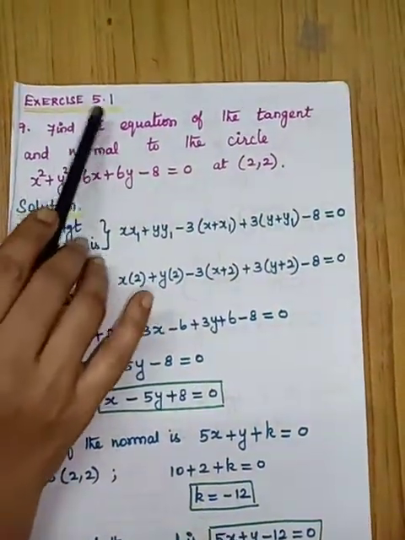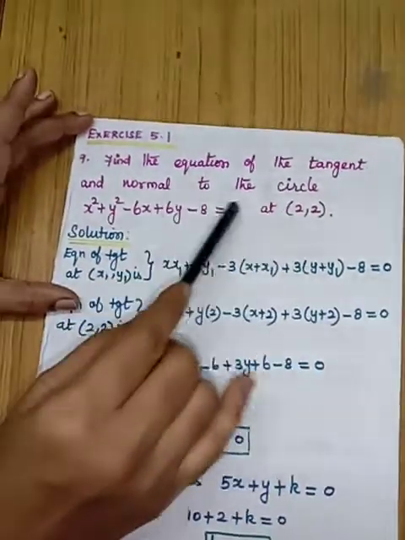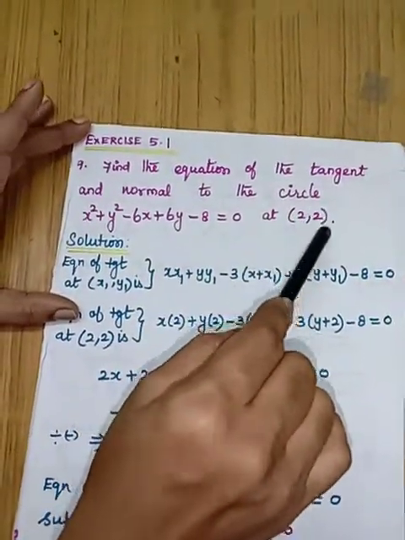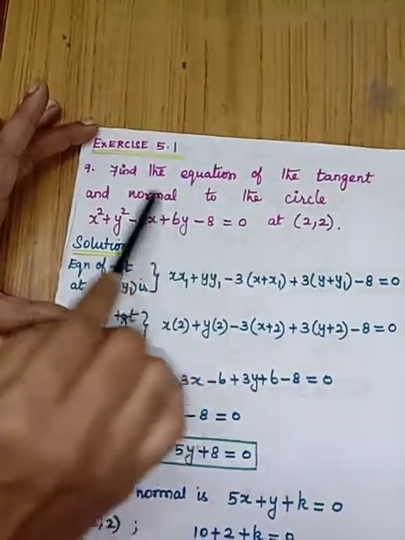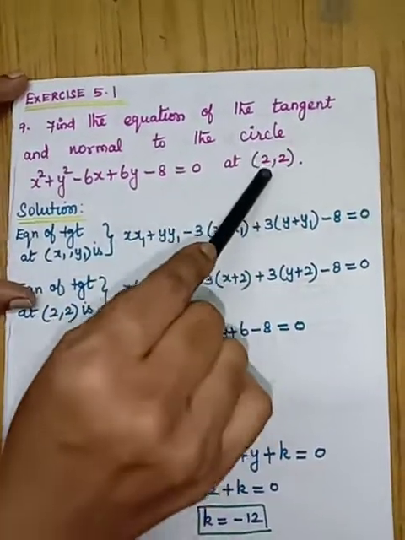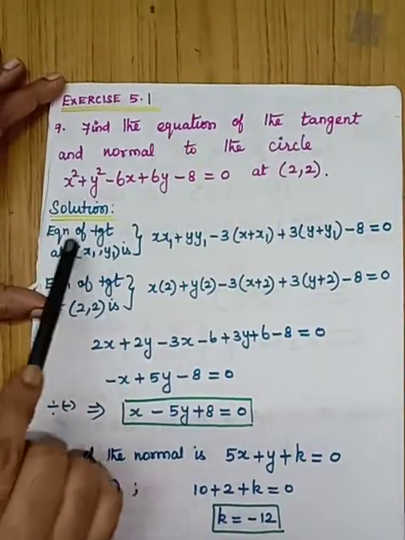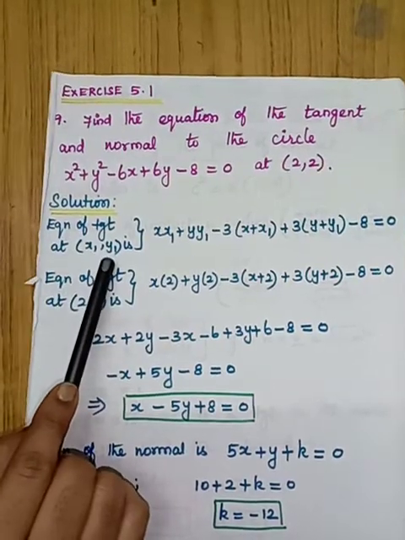You see the exercise 5.19th problem. Find the equation of the tangent and normal to the circle at 2, 2. So see that the circle equation is given from this point, not from this point. At this point you have to write the equation of the tangent and normal. So equation of the tangent at x1 comma y1. What you have to do?